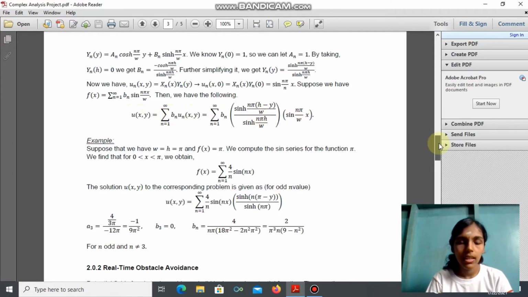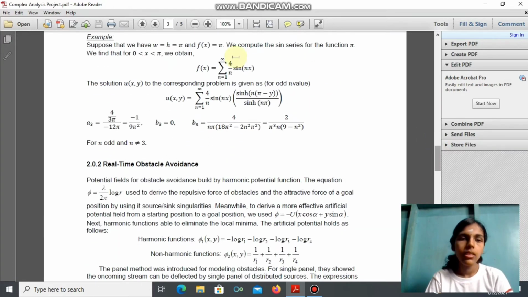Okay, let's see an example. Suppose that we have w equals h equals pi and f(x) equals pi. We compute the sine series for the function pi. We find that for x greater than 0 but less than pi, we obtain f(x) equals the summation from n equals 1 until infinity of 4 divided by n sin nx.